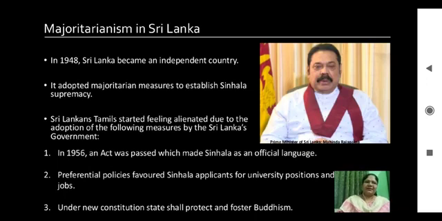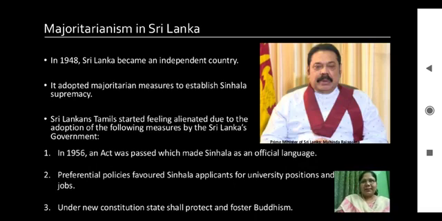Majoritarian, just now we have discussed, means certain policies, certain measures adopted by the government totally disregarding, which will not respect, which will not consider the wishes and the needs of the minority. So they adopted certain majoritarian measures to establish Sinhala supremacy. Why Sinhala? Because it's a majority community and it also has a religion followed by that majority of people.